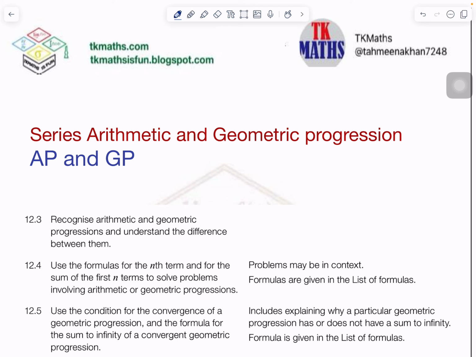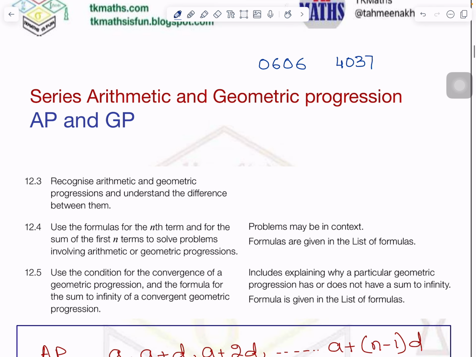In today's video, we will solve a question on arithmetic progression and geometric progression, which is a part of the syllabus of A-level mathematics and additional mathematics. In additional mathematics, it is a part of the syllabus of codes 0606 and 4037. The syllabus is the same for both codes, so this is the common syllabus there. I have written here the 3 pointers which are part of the syllabus.